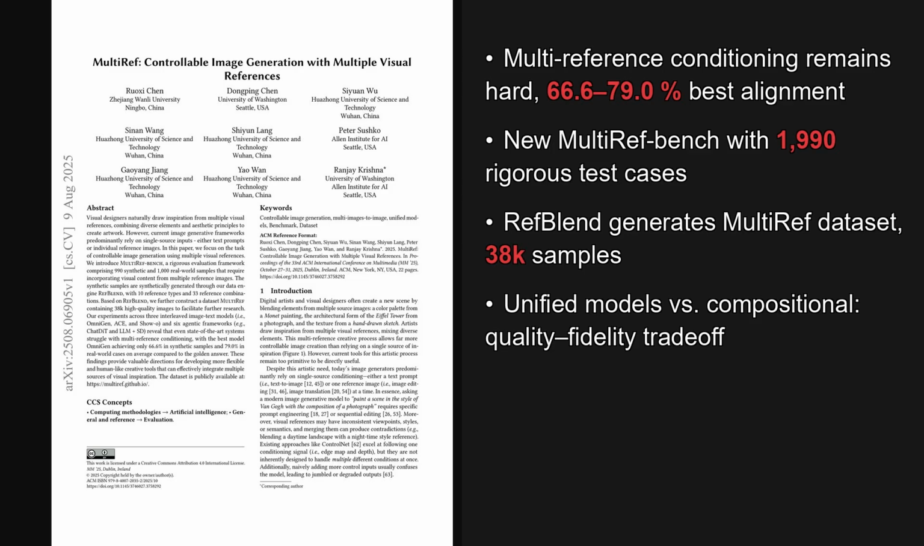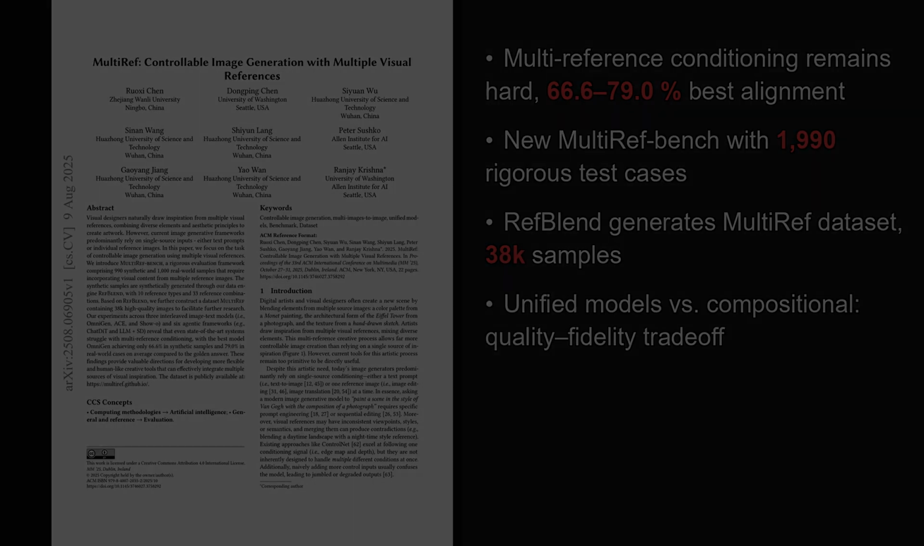The paper is titled, MultiRef, Controllable Image Generation with Multiple Visual References. And as we will see later, the implications for creative tooling are quite significant. Beyond benchmarking, the work introduces RefBlend and builds MultiRef, a 38,000 image dataset, to drive progress on multi-source controllability.